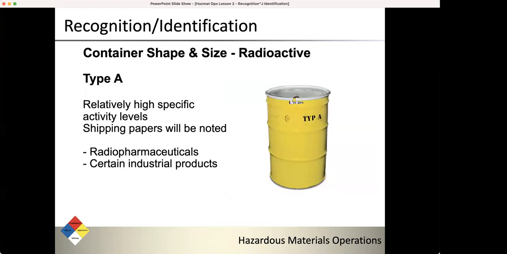Now we're getting into the bad stuff. There's a type A as well, with relatively high specific activity levels. It will be marked on shipping papers that it's radioactive. This would include radiopharmaceuticals and certain industrial products. So this is type A, a high-end steel drum.